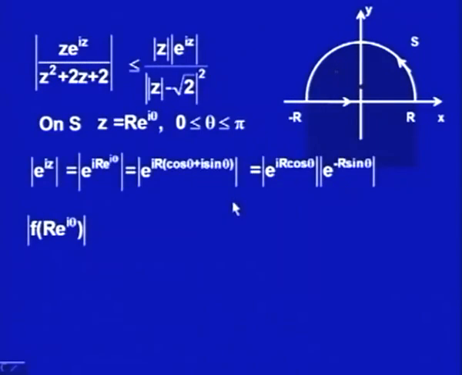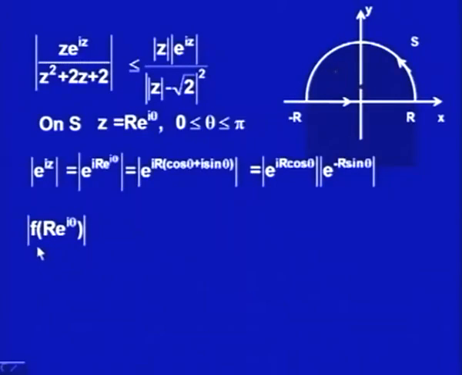Now, write this function f z, with z represented in this parametric representation. I would get the integral on S of f z dz as the integral from 0 to pi of f of r e to the power i theta, and dz would be i r times e to the power i theta d theta. So, that we are going to do.